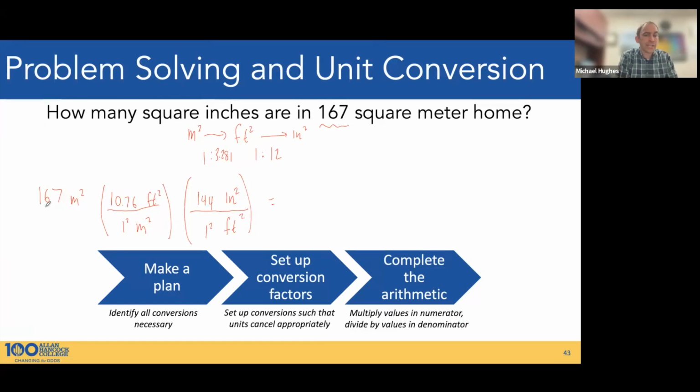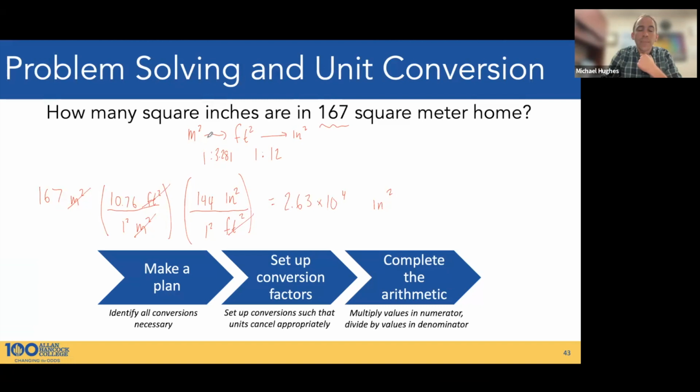So we take 167, multiply by 10.76, and multiply by 144. You'll see meters squared cancel and feet squared cancel, leaving only inches squared. We see the answer is, with 3 significant figures, 2.63 times 10 to the 4th, or 26,300 square inches in a 167 square meter home.